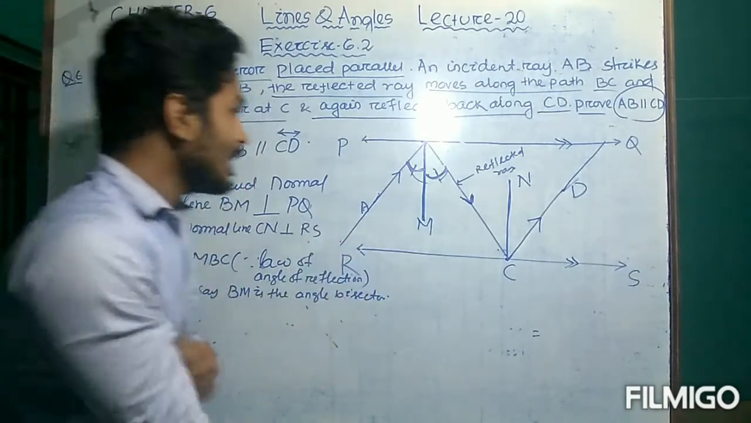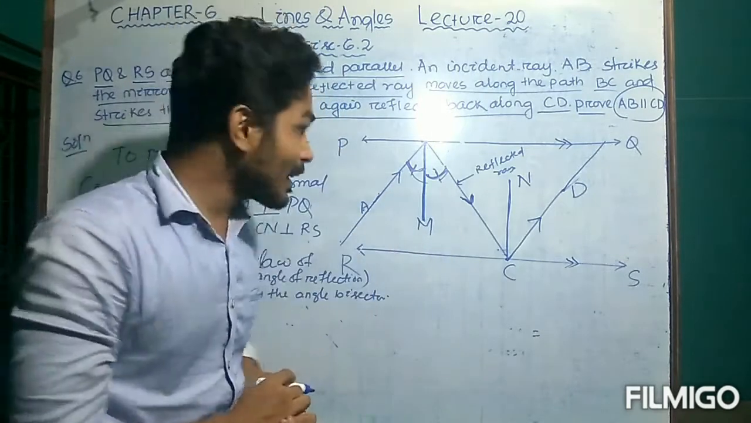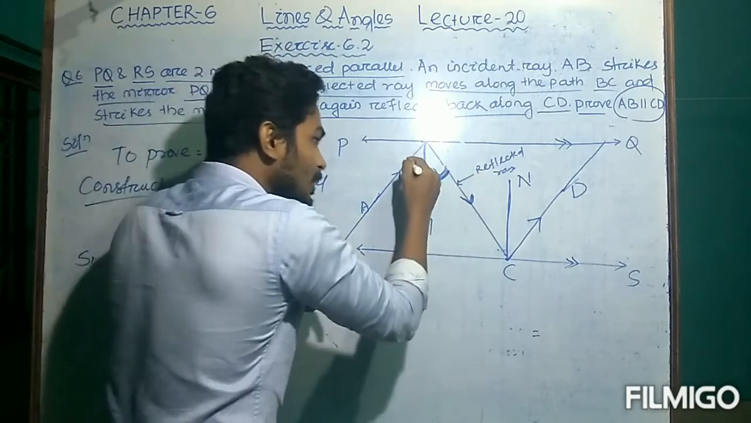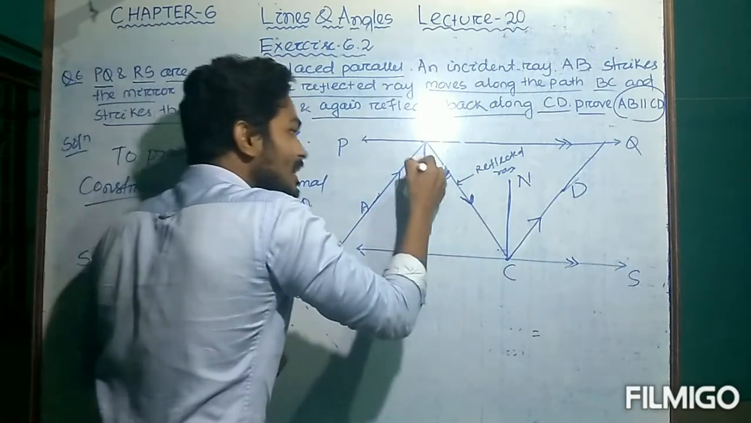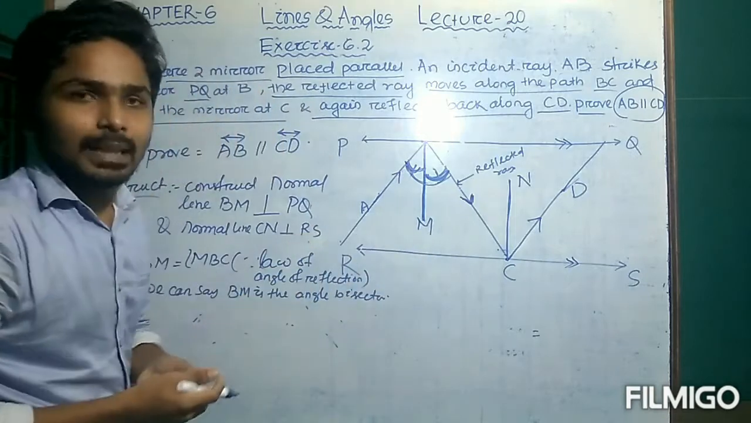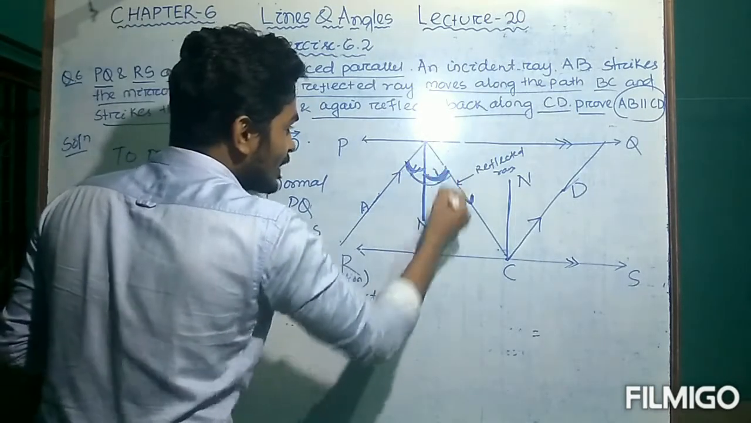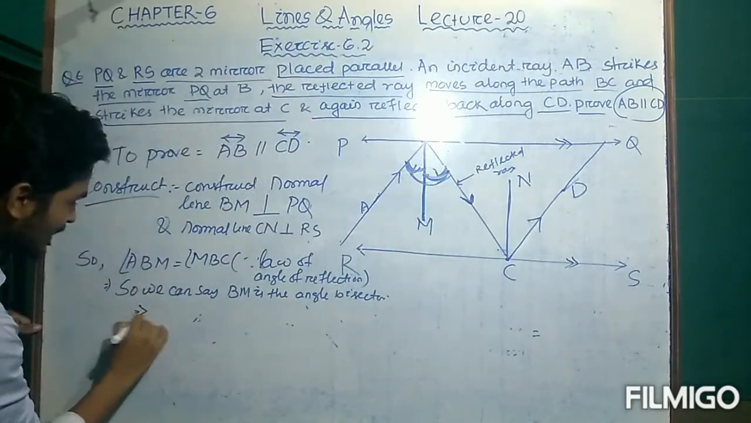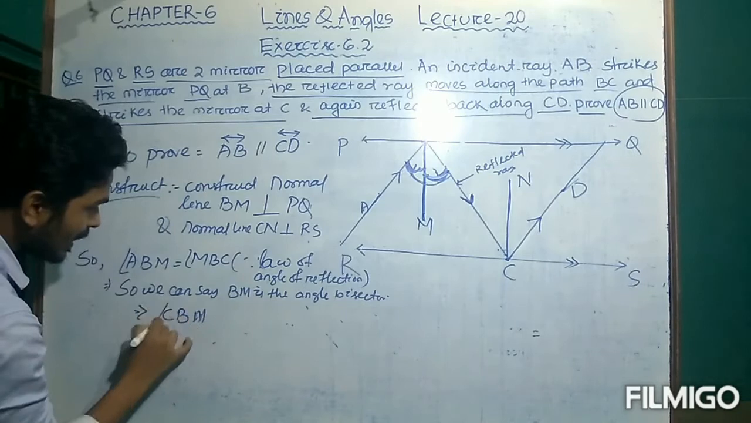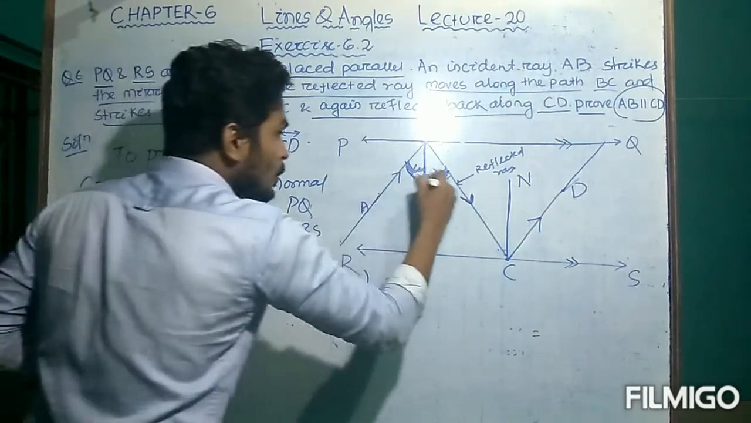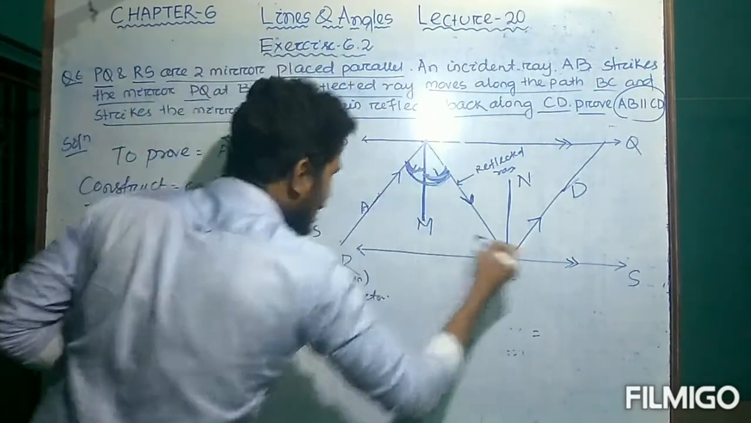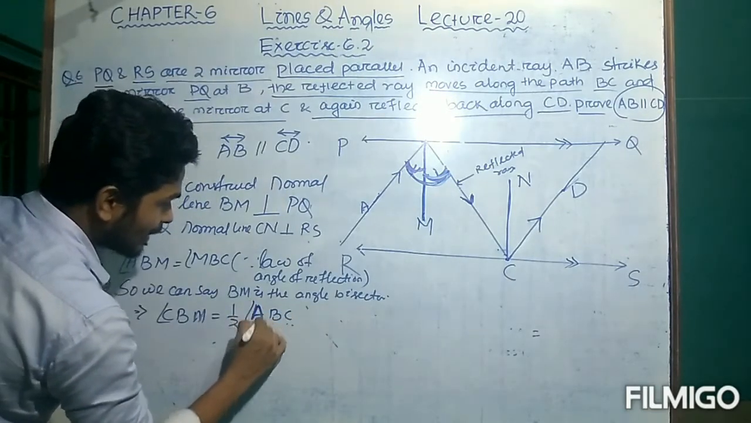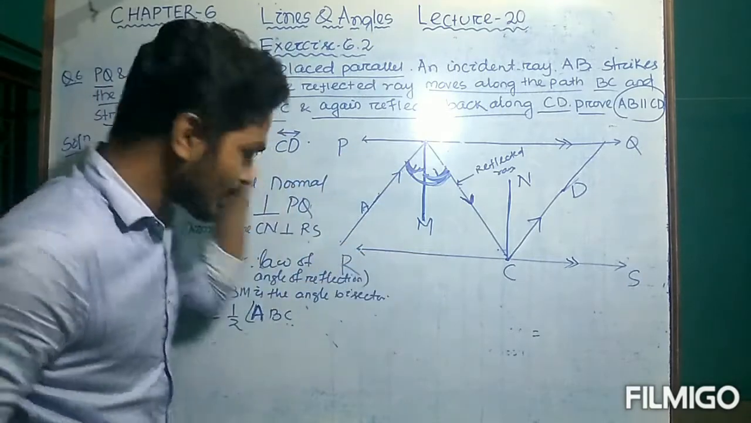Okay, and if it is the angle bisector, then we can write that this portion is half of the total angle. So write it: this angle, angle CBM, is half of the total angle. Total angle is ABC. And I have written the reason: BM is the angle bisector. Understood?